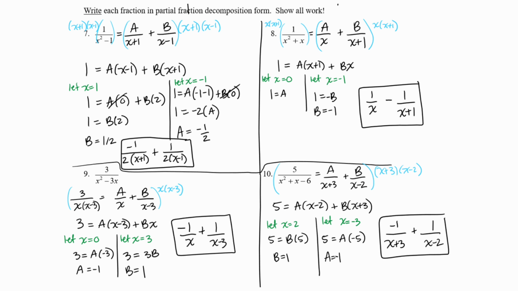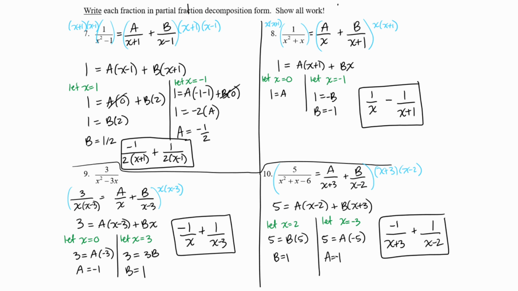Then cross multiply. So you have 3 equals a times (x minus 3) plus bx. So again, when you equate x to 0, you get x equals 0. And when you equate x minus 3 to 0, you get x equals 3. So 3 equals a times negative 3 gives you a equals negative 1. And for the other side, 3 equals 3b, so b equals 1. Therefore, when you substitute these back into the expression, you get negative 1 over x plus 1 over x minus 3. Then for number 10, we have the same thing.